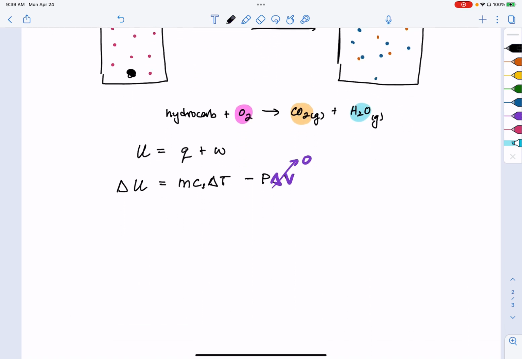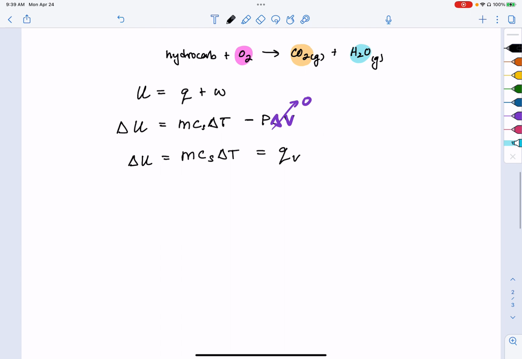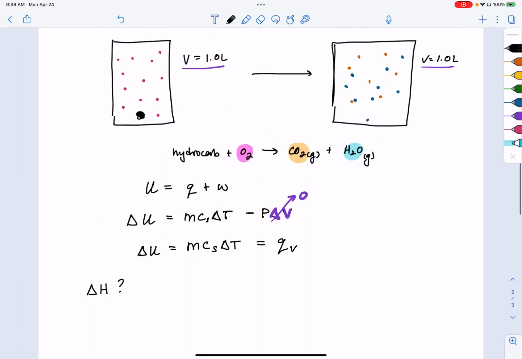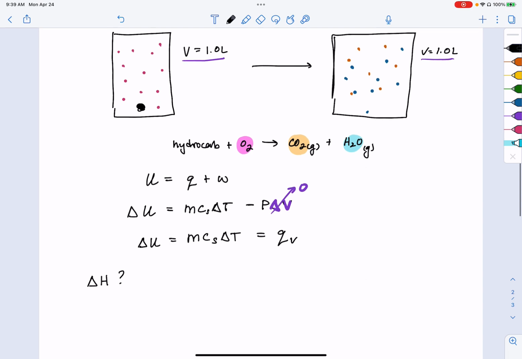Meaning that if I were to look at the change in total internal energy of my system, this would simply be the change in heat of my system, which is sometimes called the heat at constant volume, Q sub V. So then how would that relate to the enthalpy of a system where the volume is held constant? So let's look back at this combustion reaction that we've shown here.